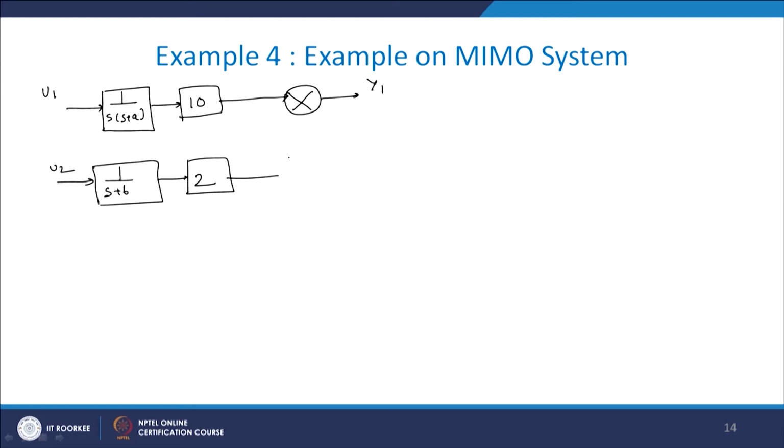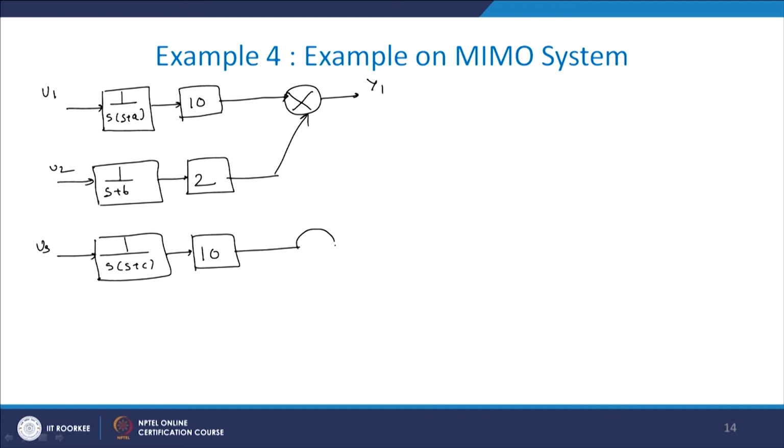Now it is connected here. Now this u2 is connected to y1. Then we will take another input, say u3, and here the transformation block is s upon s plus c, and here a gain of 10, and it is going to this summing block. This is positive, positive, here is also positive, positive, and from here this path is coming, and it is connected here, and here is another connection, and this is output y2.